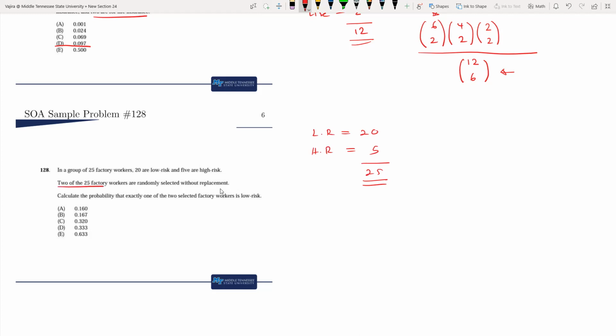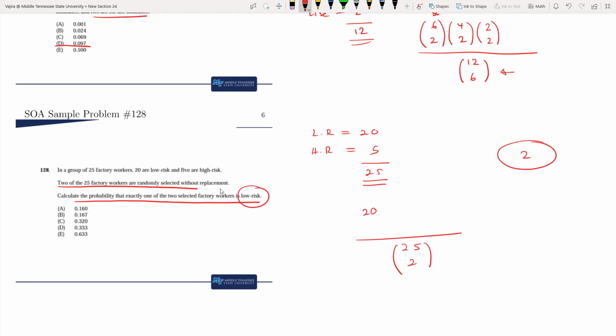Then 2 of 25 factory workers are randomly selected without replacement. So you pick 2 without replacement. Calculate the probability that exactly 1 of 2 selected factory workers is low risk. So first, how many ways you can pick 2? There are total 25. You can pick 2. We don't care the order we pick. It's just as a group, 25 choose 2. Then in that 2, we need 1 to be low risk. Then the remaining 1 needs to be in the high risk.